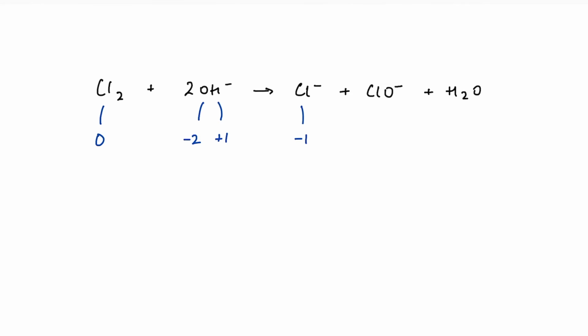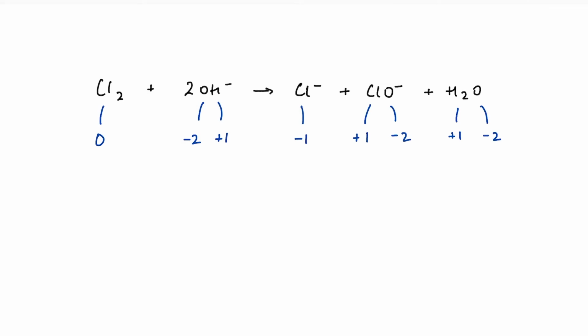In my chlorate ion, I'd have oxygen at -2, so chlorine must be +1, because +1 minus 2 equals a single negative charge on the ion. Water, hydrogen is +1, oxygen is -2. Remember, we're always stating the oxidation state or number for the individual atom in our element, compound or ion. So let's have a look at oxidation and reduction.